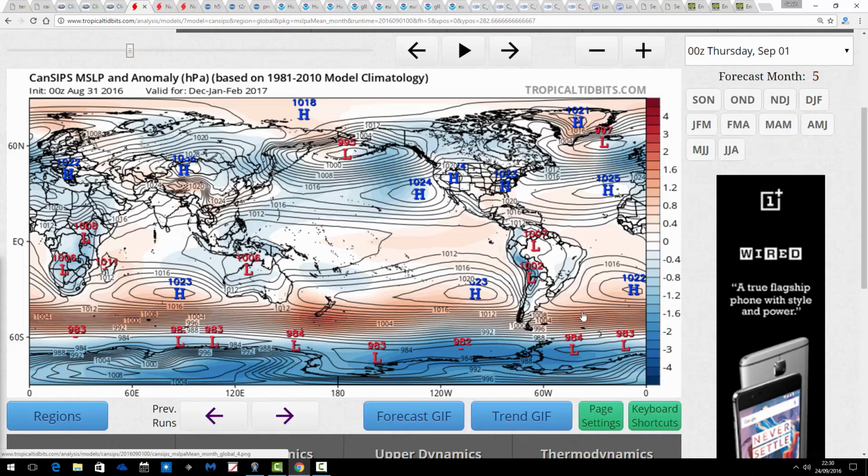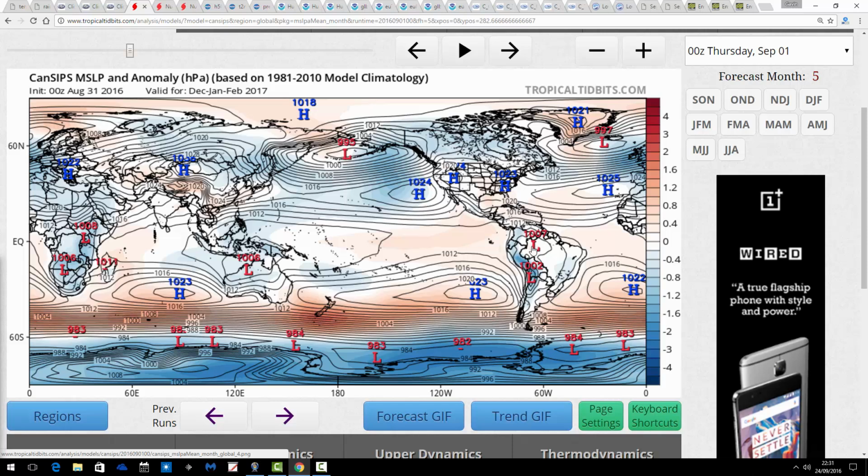So I've already done CANSIPS Saturday, did that earlier in the month, so I won't dwell on this too long. This is the mean sea level pressure anomaly from CANSIPS at the website tropicaltidbits.com. You can find a link to Tropical Tidbits on the links page. This is mean sea level pressure anomaly for December to February 2017. So this is covering the full winter period, unlike those first two, which were just for the early winter period, November to January.